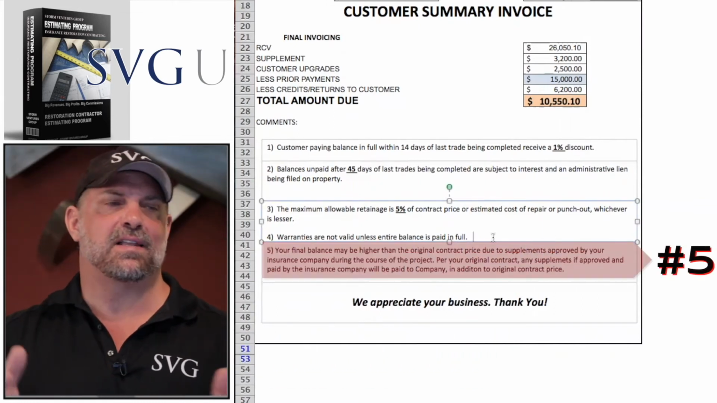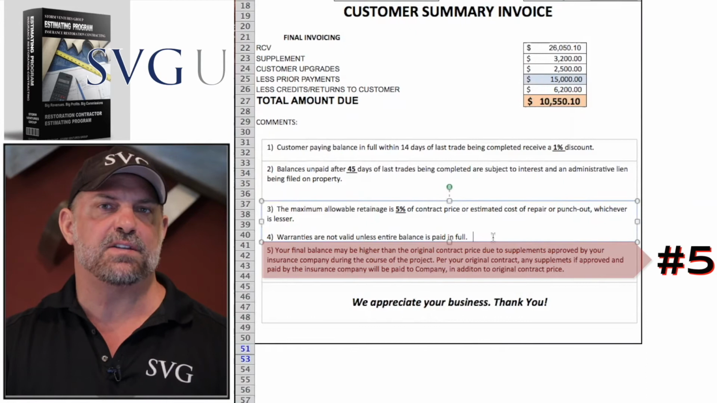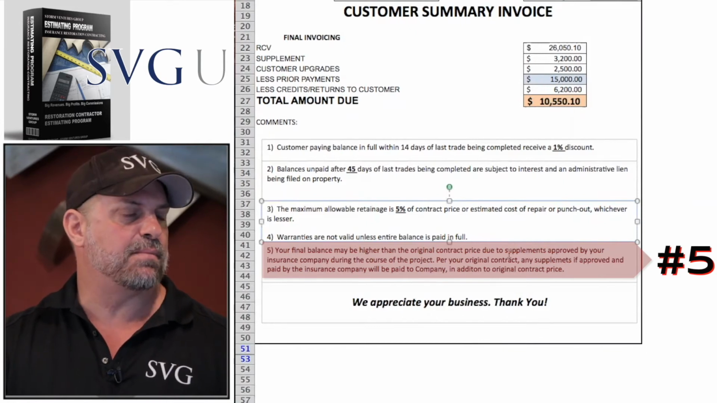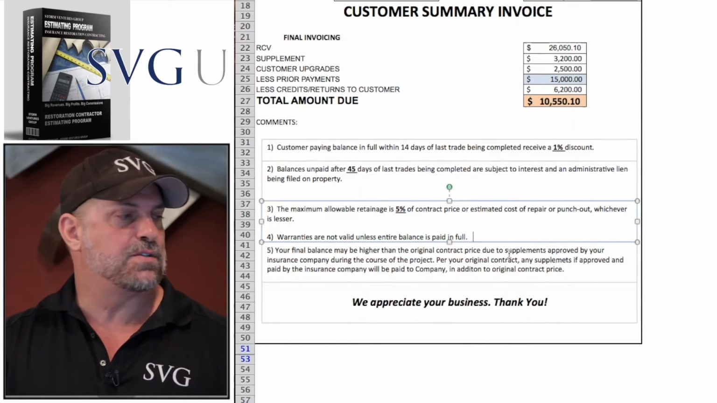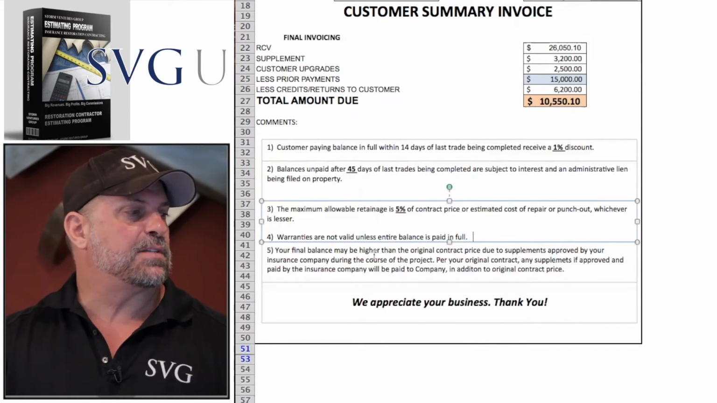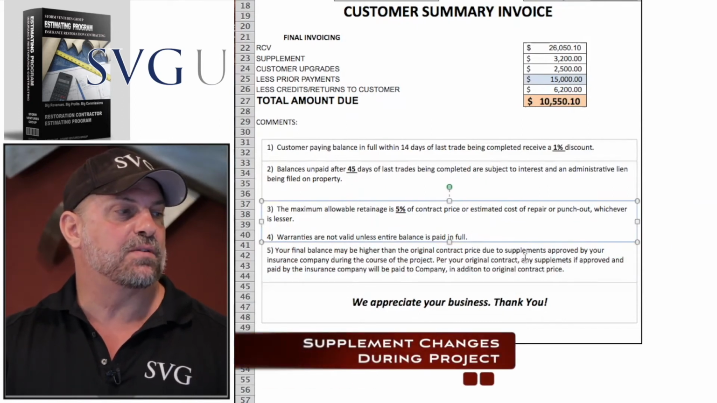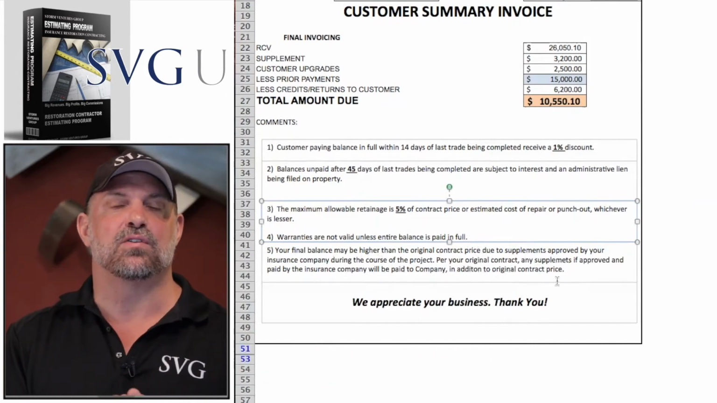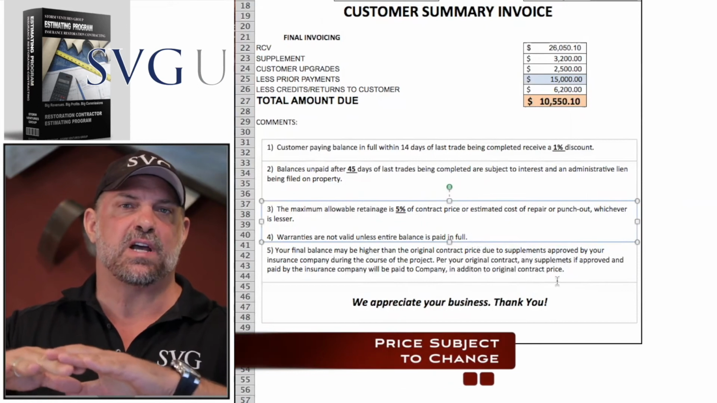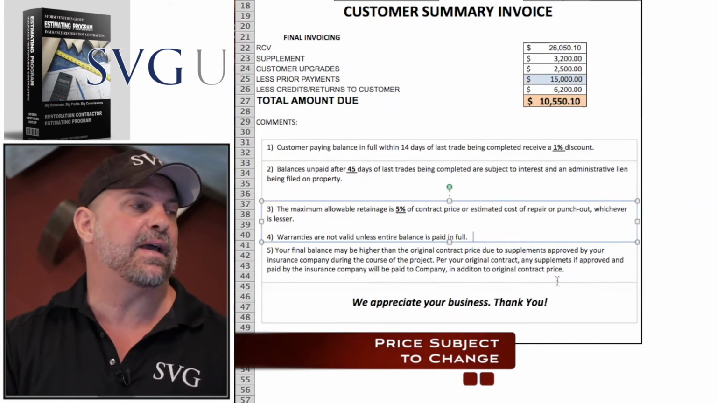Number five, because a lot of times you get supplements during the job, things change, there's cost increases, there might have been a rotten decking where you had a change order signed, hopefully you're signing those change orders. Your final balance may be higher than the original contract price due to supplements approved by your insurance carrier during the course of the project. Per your original contract, any supplements, if approved and paid by the carrier, will be paid to contractors. So sometimes people are a little surprised if you get a supplement on a job or they forgot they had a change order for bad decking.